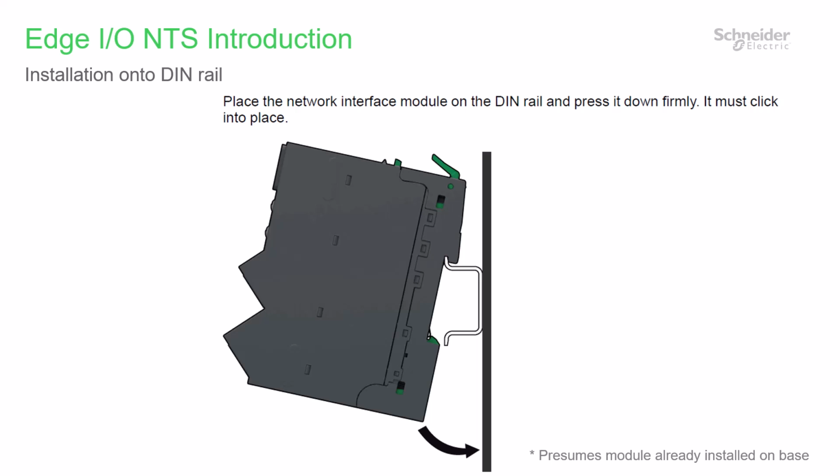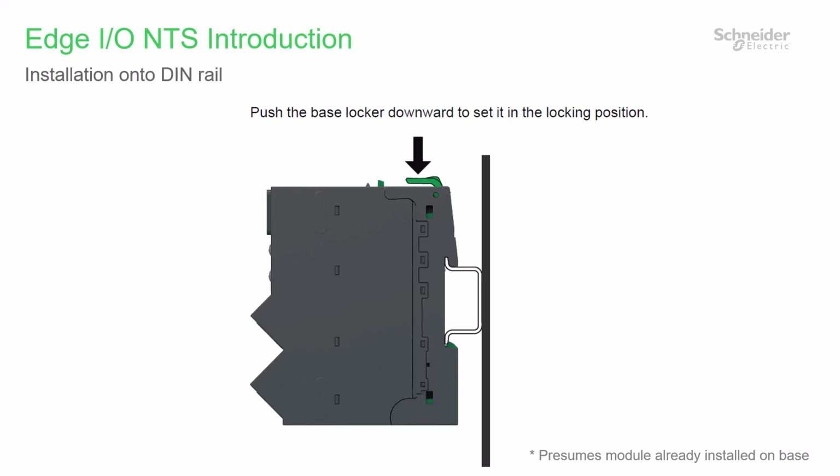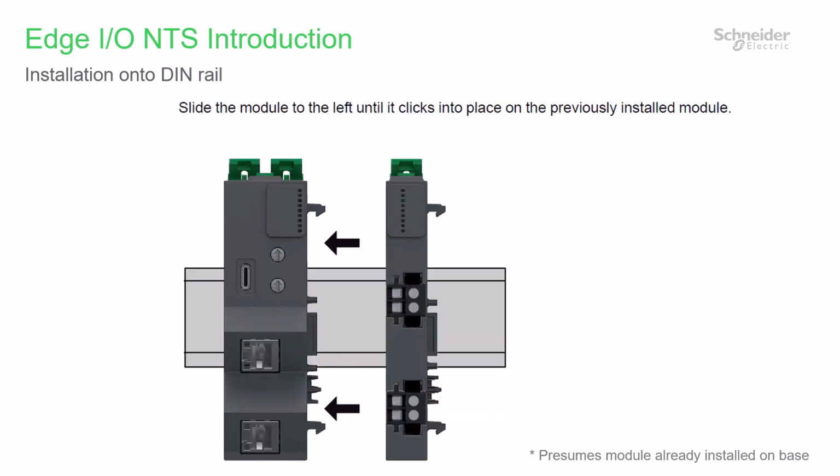First, hook the tip of the base onto the top of the DIN rail, then press the bottom down firmly until it clicks into place. Next, push the green locking toggle down, and then slide the base to the left until it clicks into place on the module to its left.